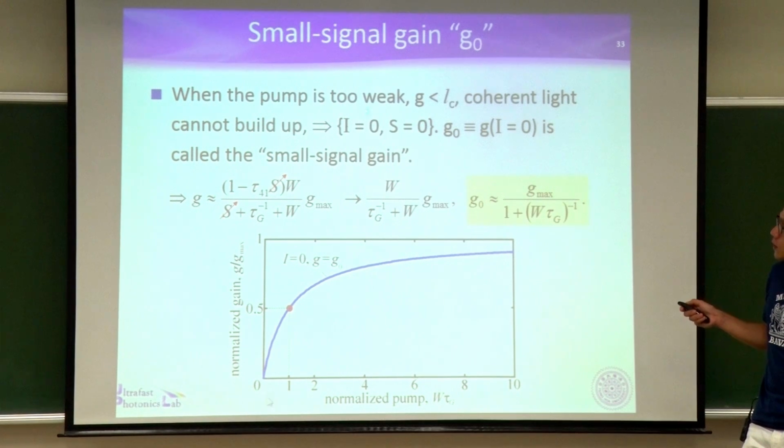If there is no lasing, your intracavity intensity is 0, or your stimulated emission rate is 0. Under these conditions, the formula can be simplified to this one, okay? Or it can be illustrated by this blue curve.